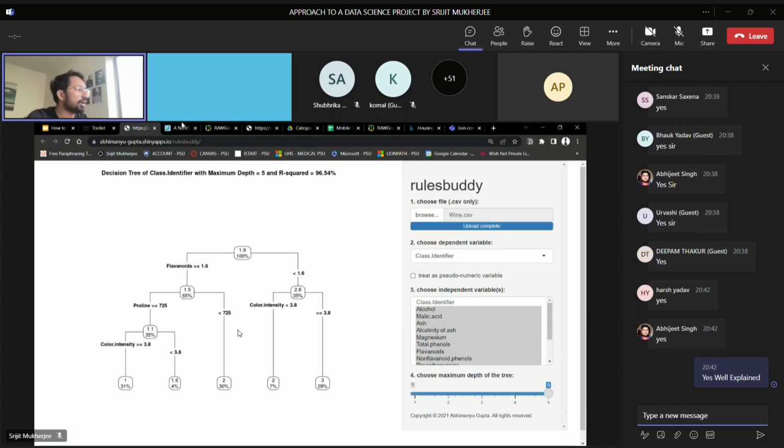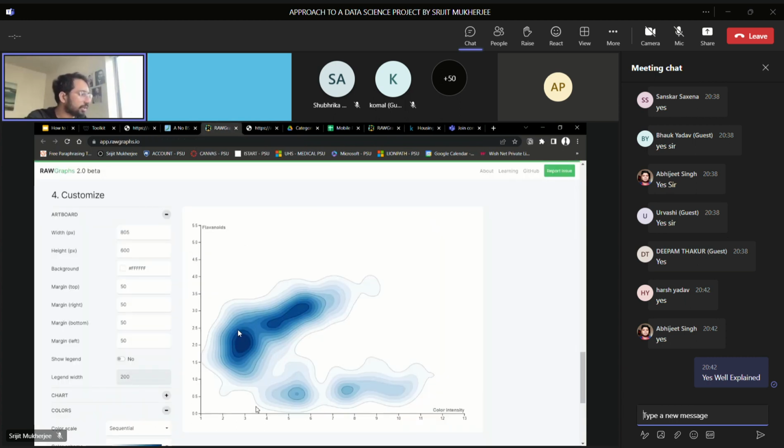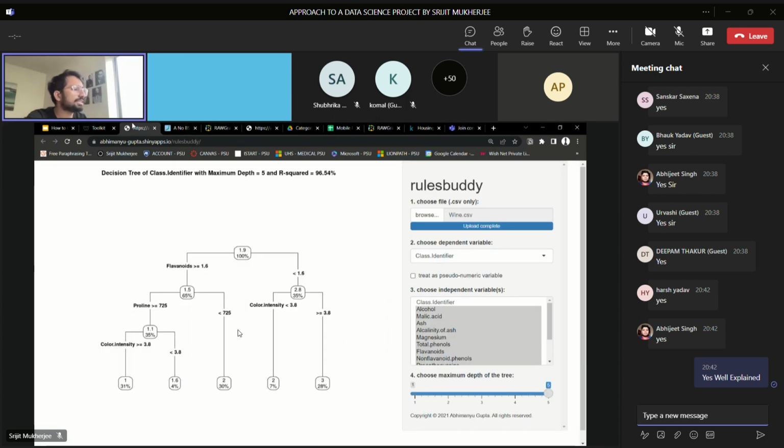So it's flavonoids greater than or equal to, less than 1.6. Let's take this portion, the right hand thing of that. Flavonoids less than 1.6. And proline, now it's based on proline. Sorry, I'm making some mistake. Color intensity less than 3.8 is 1 and greater than 3.8 is 1.